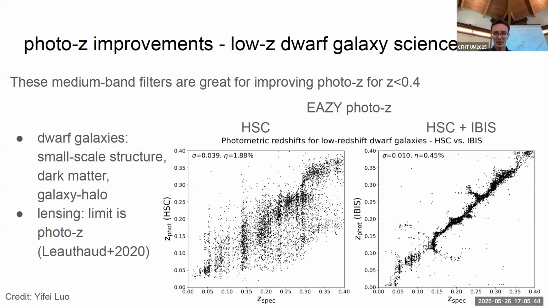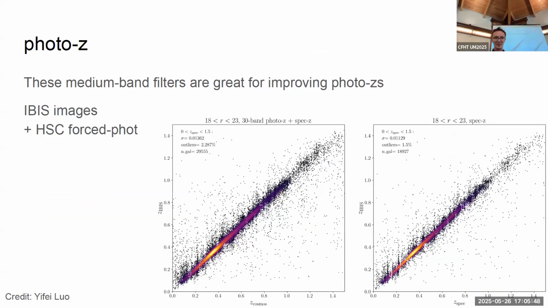And then there's a related plot going out to redshifts of 1.5. This is now showing COSMOS 30-band photometry versus IBIS. And you can see that it's pretty competitive. So it really does a pretty fantastic job of cleaning up photometric redshifts.